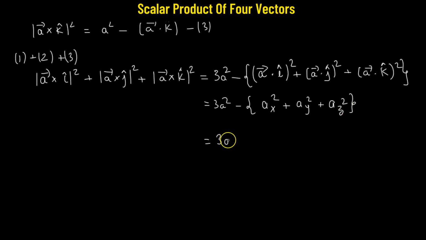So this will be equal to 3A squared minus, so this is nothing but we take the vector A, its modulus squared. This is the same thing. So that means we have 3A squared minus A squared, which is 2A squared, and this is the right hand side.